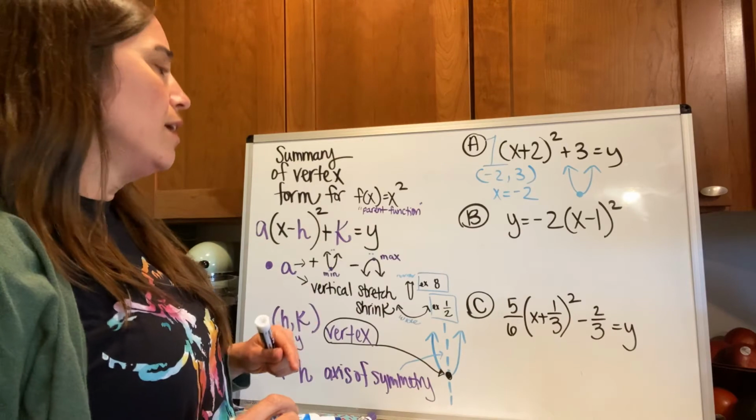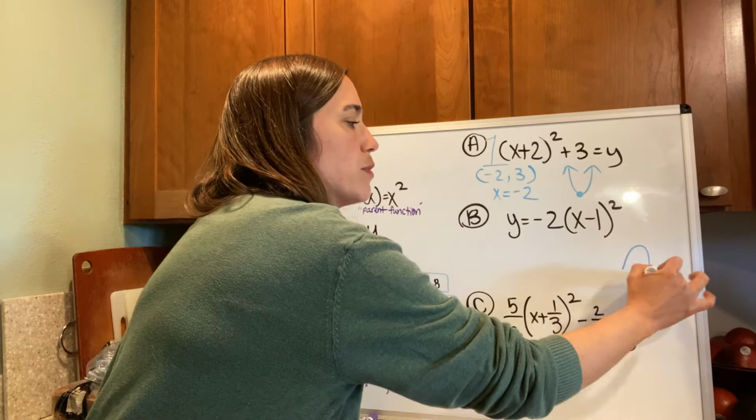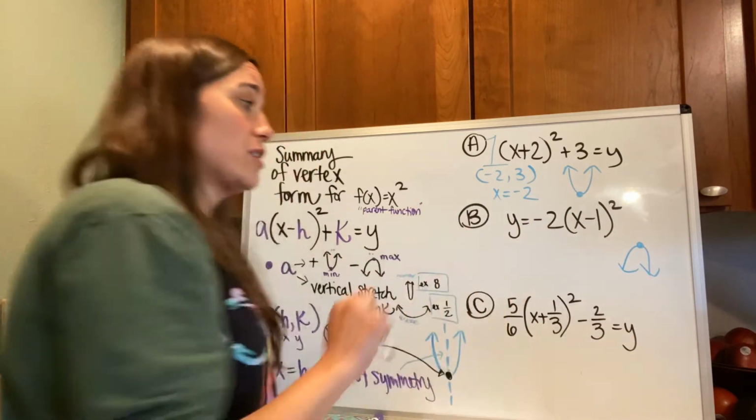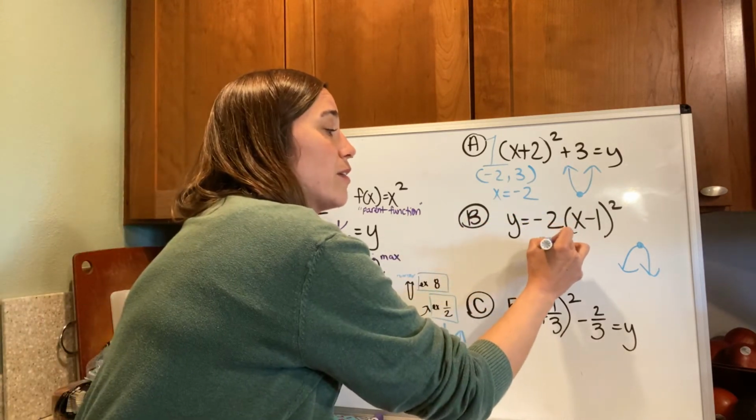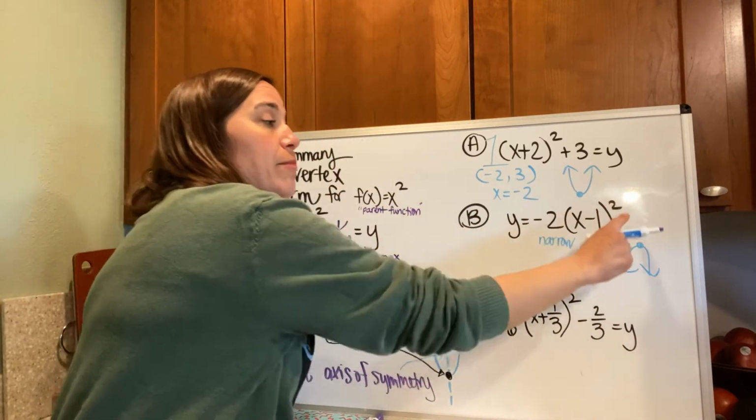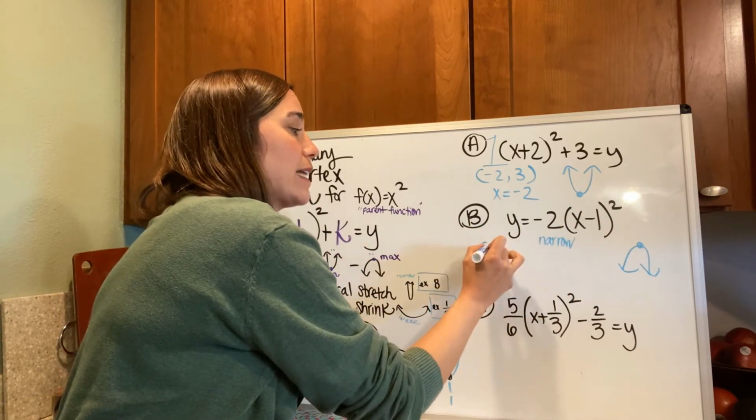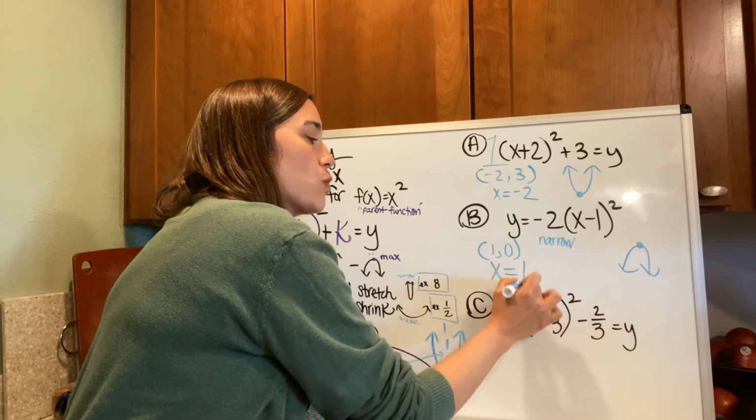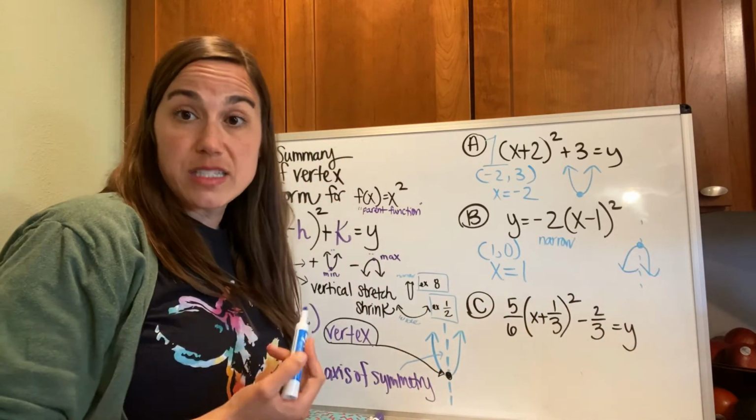Okay, let's take a look at B. So in B, I see the a value as negative, so that means it is going to open downward. It is going to have a maximum vertex at the highest point. That 2 tells me that this parabola is going to be stretched, so this parabola is going to be narrow. And then if I was going to write down what my vertex was, because I don't have a k, it's not going up or down at all, I would write my vertex just like this: 1, 0. My axis of symmetry would be x equals 1.